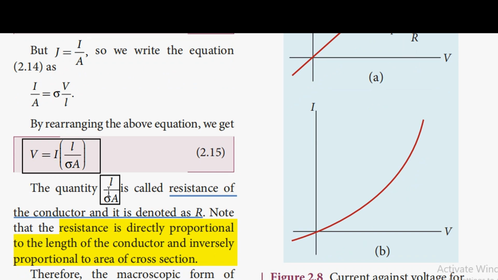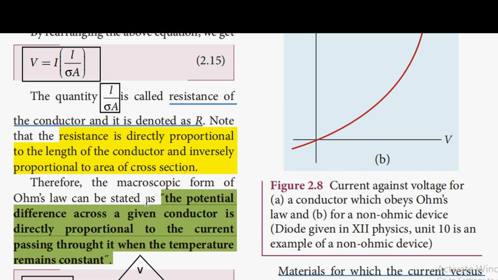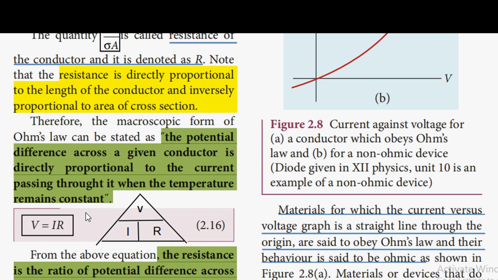That quantity L by sigma A is called the resistance of the conductor, and it is denoted by the letter R. Here we should note that the resistance is directly proportional to the length of the conductor and inversely proportional to the area of cross section. So the macroscopic form of Ohm's law can be stated as: the potential difference across a given conductor is directly proportional to the current passing through it when the temperature remains constant.